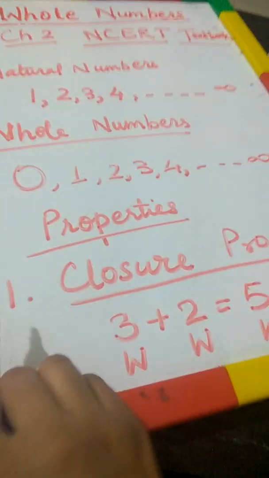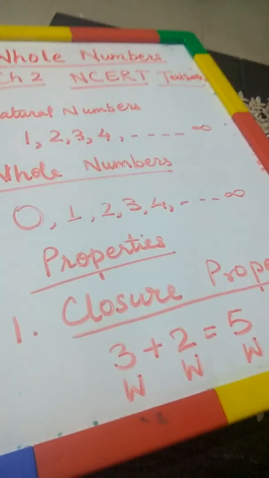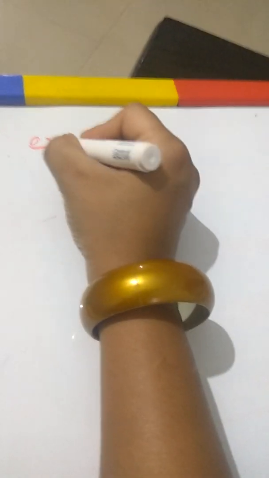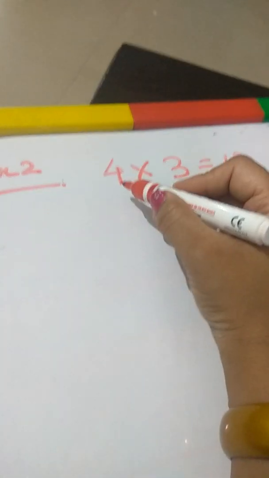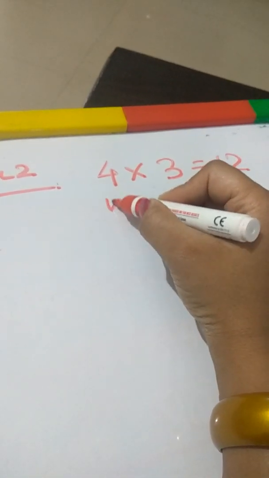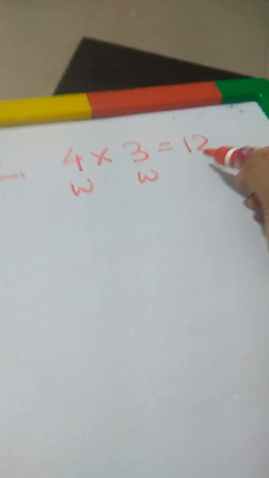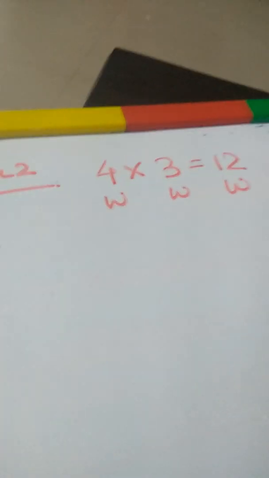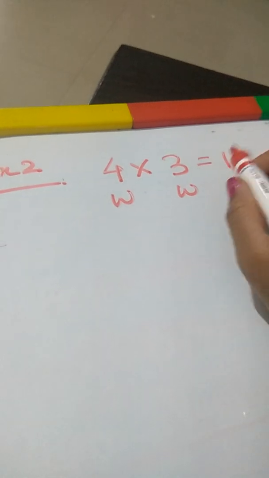Okay. Now, let us see some more examples. Now, when we perform multiplication, we have taken one whole number, multiplied with a whole number, and we get the answer also as a whole number. So, this operation of multiplication is also closed.